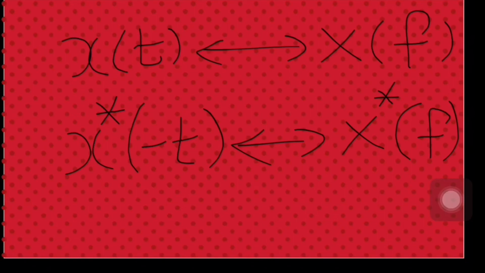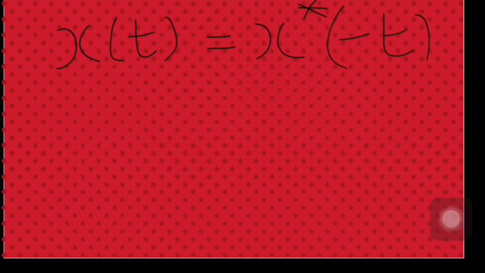In other words, if X of f is the Fourier transform of x of t, then X conjugate of f is the Fourier transform of x conjugate of minus t. Now we are going to combine these two facts for finding the nature of the Fourier transform of conjugate symmetric functions.